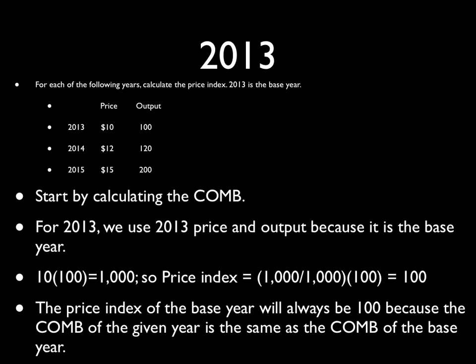For 2013, we use 2013's price and output because it is the base year. So we do 10 times 100, which equals 1,000. So our price index is going to be 1,000 for both years, again, because it's the given and the base. So 1,000 divided by 1,000 times 100 equals 1 times 100 equals 100. This will always be the answer in the base year because the cost of the market basket in the given year is always the same as the cost of the market basket in the base year if it is in fact the base year. So that answer will always be 100.